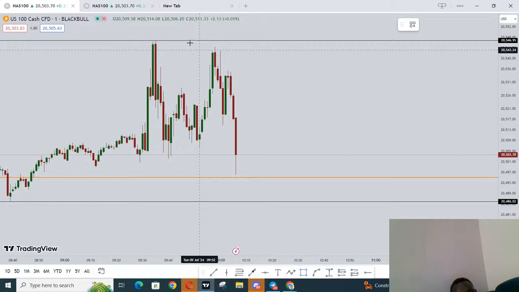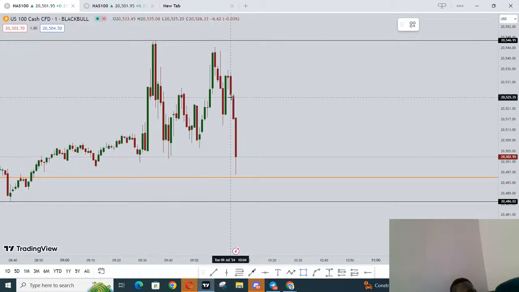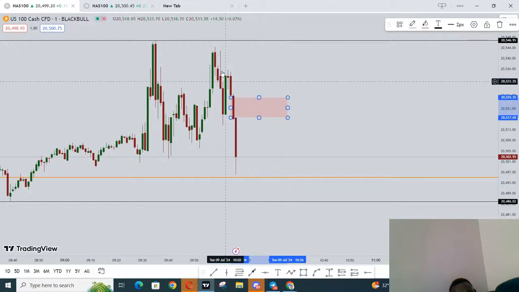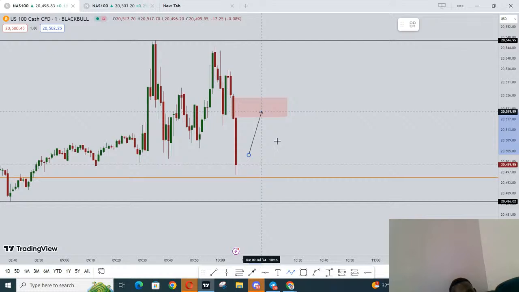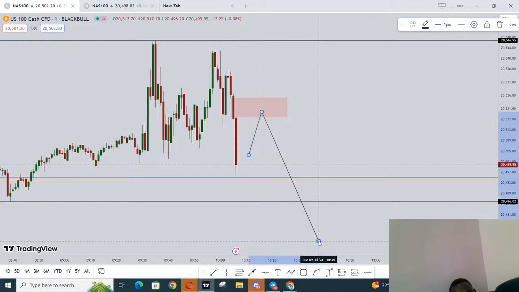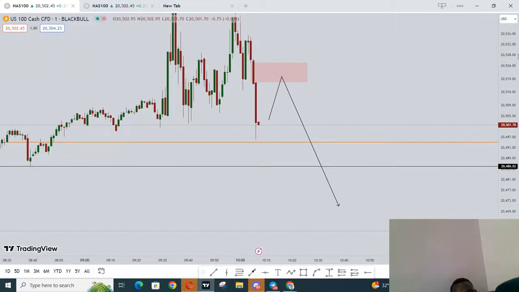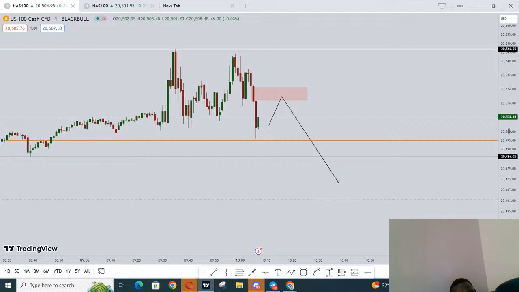Had they taken this high, then I would consider this fair value gap as my entry. But for now, I will not take this. For me, this is less probable. Even if they return to this fair value gap, it doesn't fulfill the criteria I want to see the market giving. So I will not directly engage in this.